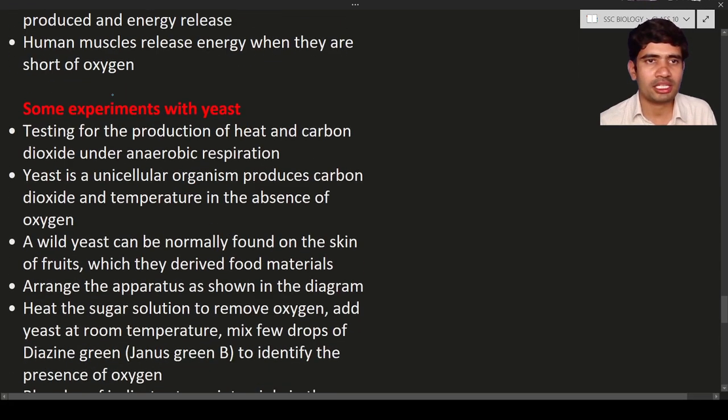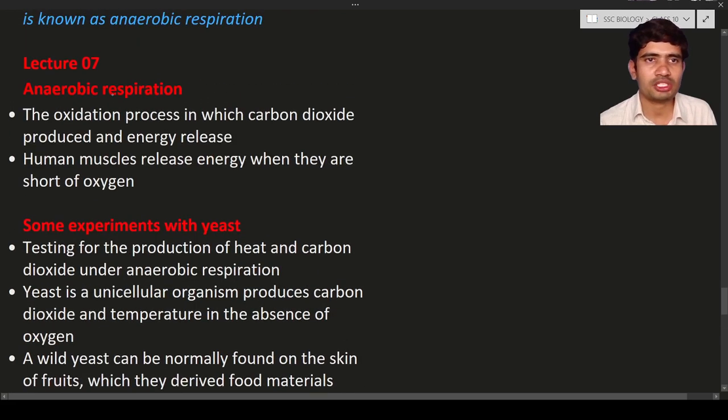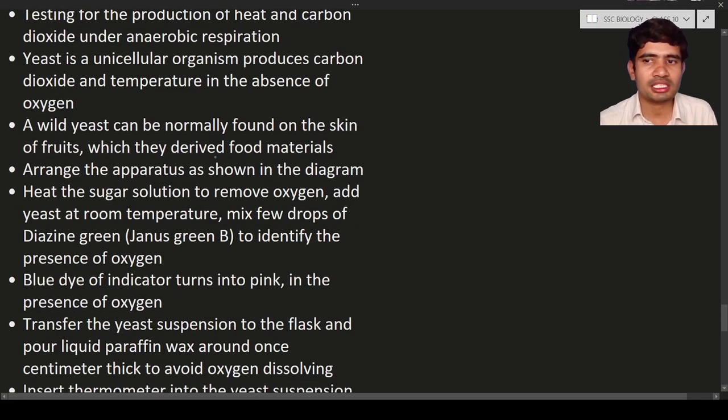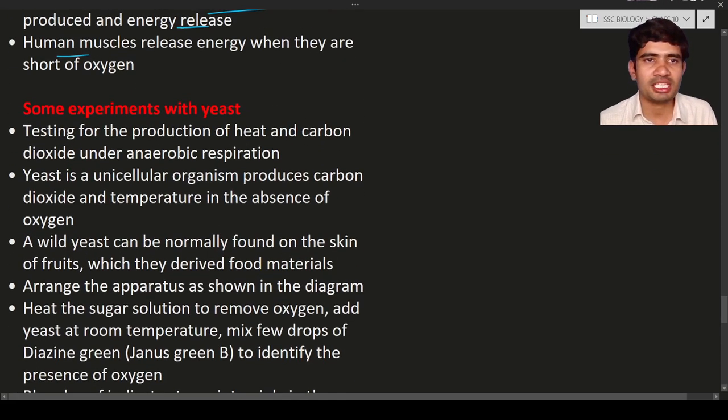So next is anaerobic respiration. What is anaerobic respiration? The oxidation process in which carbon dioxide is produced and energy is released, that is known as anaerobic respiration. In this, there is no use of oxygen. Human muscles release energy when they are short of oxygen. Okay. So here is an experiment with yeast.